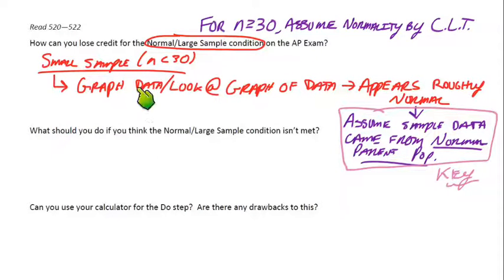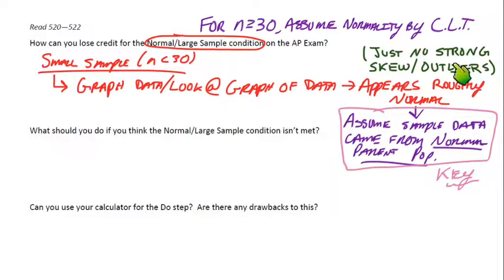So we can either make our own graph of the data, or they'll just give us a graph of the sample data. And if it looks kind of normal to us, and I'm going to use that really generally, basically, if there's no skew or outliers, we're going to say, it probably came from normal parents. That's good enough for us. So that's kind of our way around this large sample condition, is if we can just take a look at what the sample data would look like on a graph and try to make this assumption like it came from normal parents.